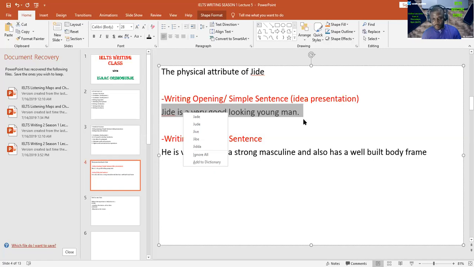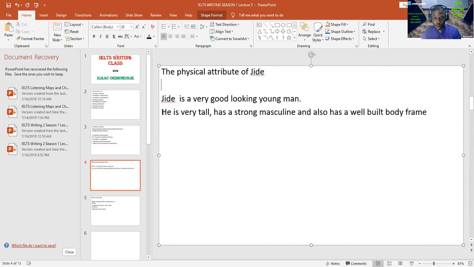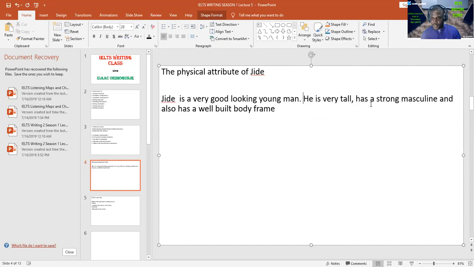Let me remove the red highlight, then bring them together. Jide is a very good looking young man. He is tall, has a strong masculine face, and also has a well-built body frame. So that's my definition of Jide being very good looking. When you are presenting your idea, that's the way you present it. For those who may have been missing one way or the other, it should be very clear at this point.